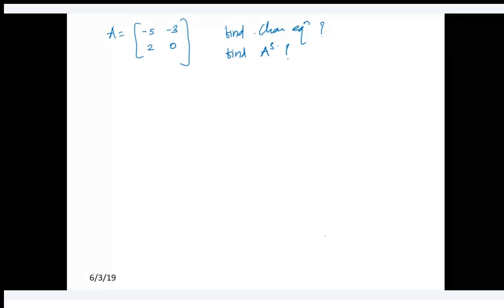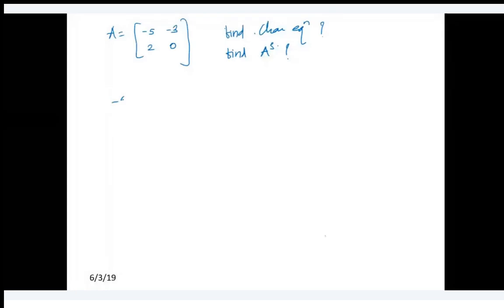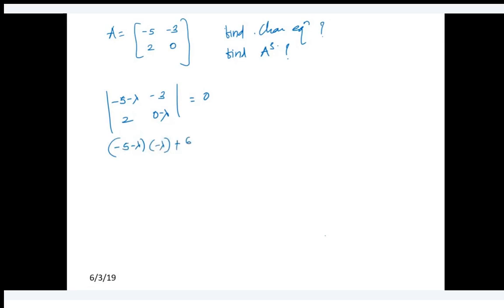So solve it and tell me the answer. How will the characteristic equation look like here? Minus 5 minus lambda, minus 3, 2 and 0 minus lambda. Determinant of it equal to 0. Right? So it is minus 5 minus lambda into minus lambda plus 6 equal to 0. So it is lambda square plus 5 lambda plus 6 equal to 0. This is your characteristic equation according to the Cayley-Hamilton theorem.